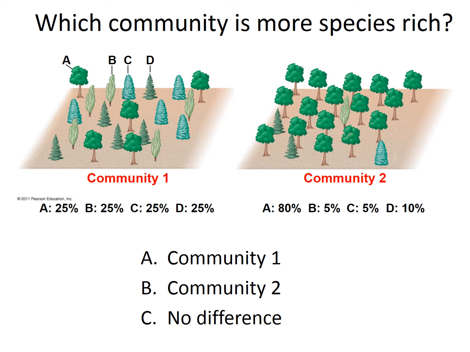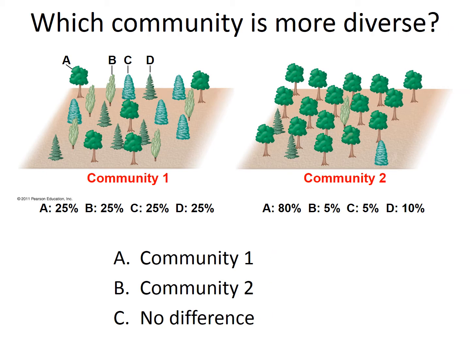So let's see if you can get this one right. Which of these 2 forest communities is more species rich? Take a moment and think whether it be community 1, community 2, or whether there's no difference. Hopefully your answer now is there's no difference, because both contain 4 tree species and species richness is just the total number of different species. 4 and 4, therefore no difference.